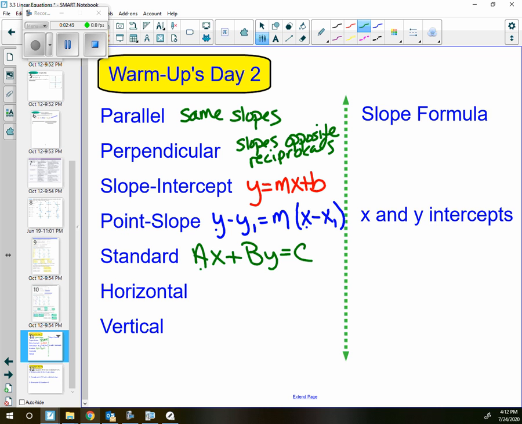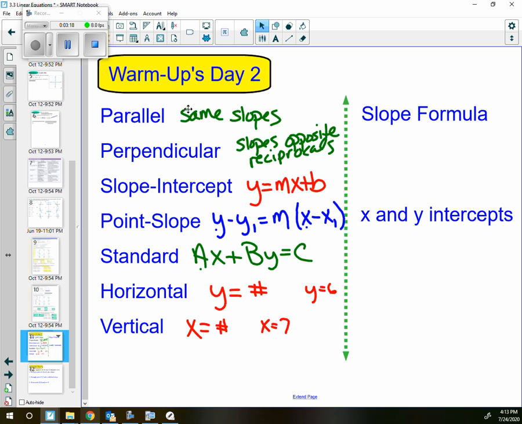Horizontal lines are kind of a special form. Do you remember what those look like? y equals a number. So like y equals 6 is a horizontal line at 6. Remember what verticals are then. All the x values are the same, so x equals a number, like x equals 7 would be a vertical line at 7. So that's a way that we'd be able to identify those.